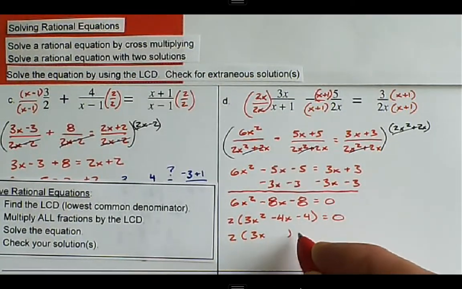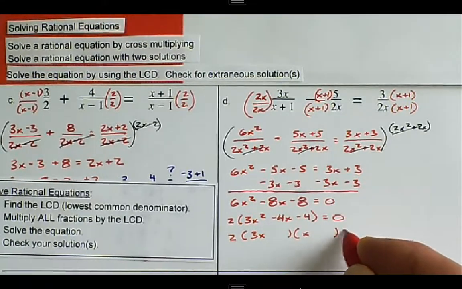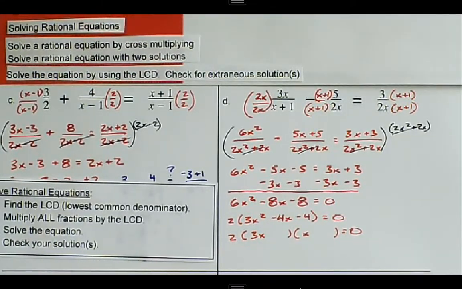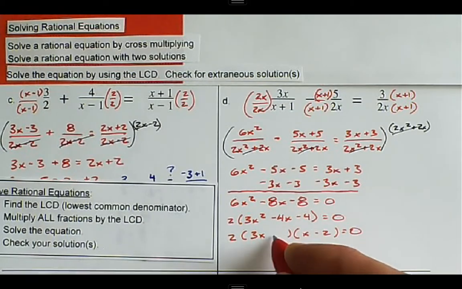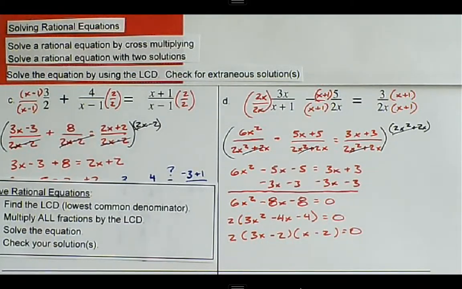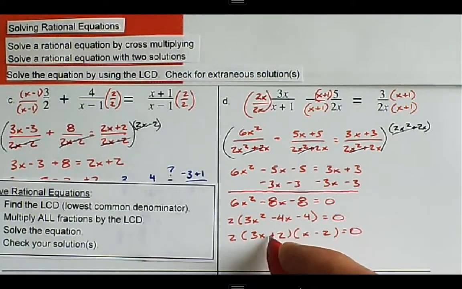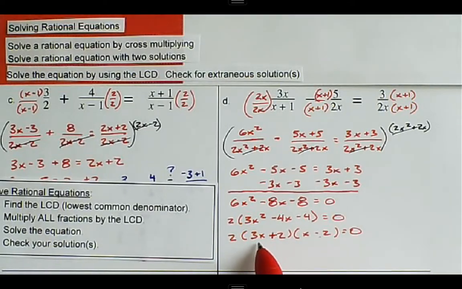So 3x is going to have to be paired with x, and we need two numbers that multiply to negative 4 and add to negative 4. So we can try negative 2 and negative 2. So that's negative 4, that's negative 6. Oh, one of these has to be positive. This one has to be positive. Negative 4, negative 6, positive 2. Okay, so we're all set there.